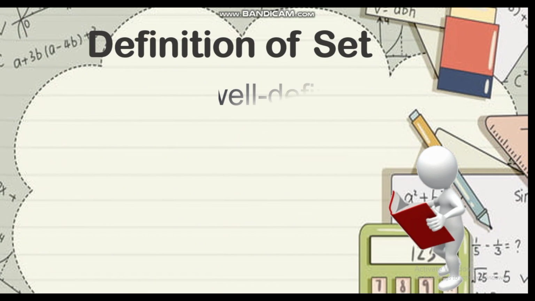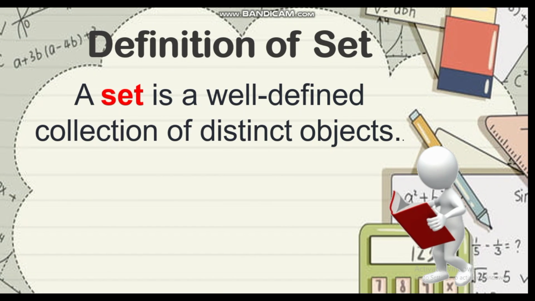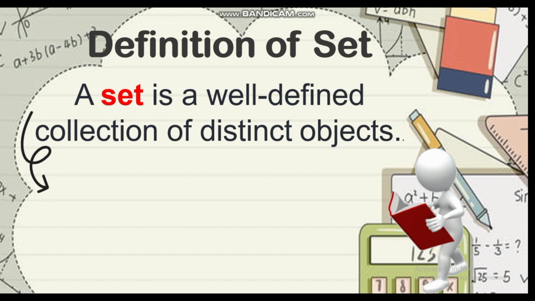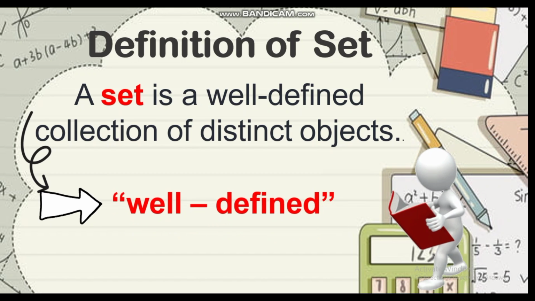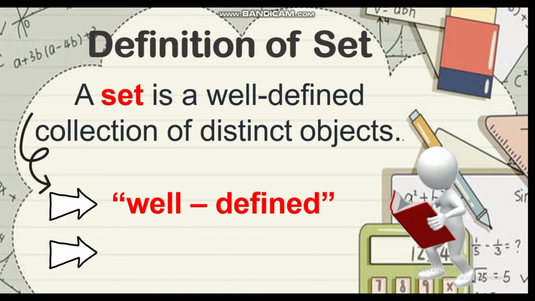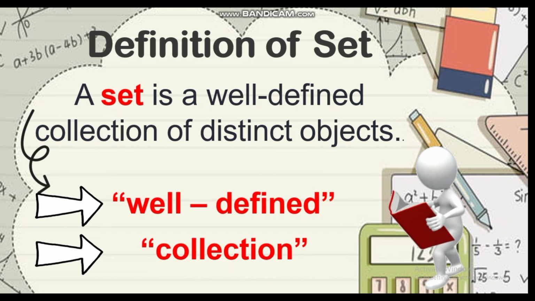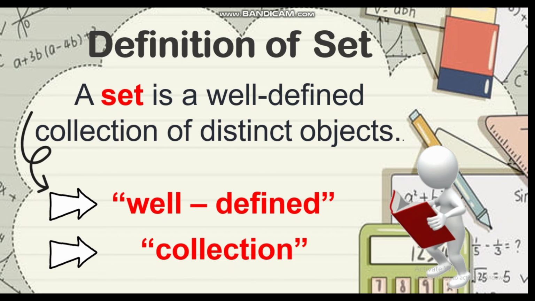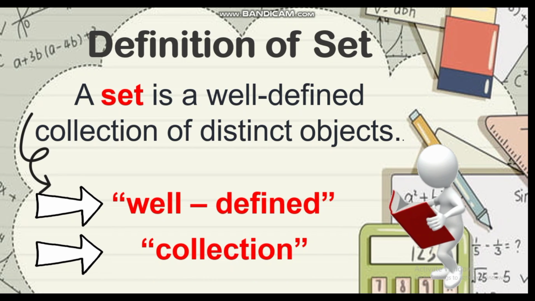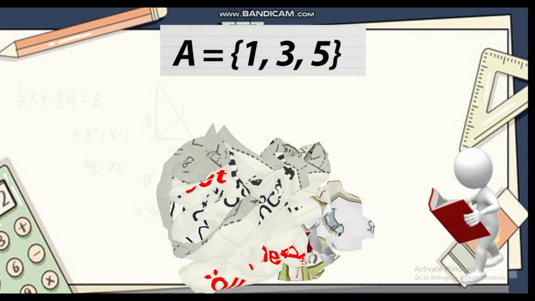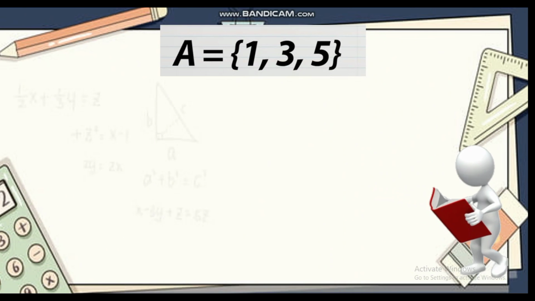This is the definition of set. A set is a well-defined collection of distinct objects. From the definition itself, we can pick out two keywords. First we have the phrase well-defined, and we also have collection. So, a well-defined collection of data or objects. A set usually looks like this.